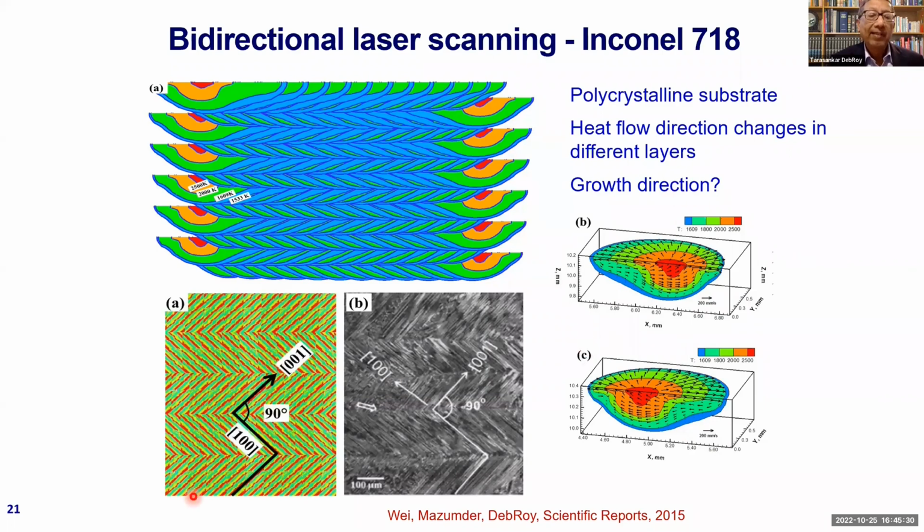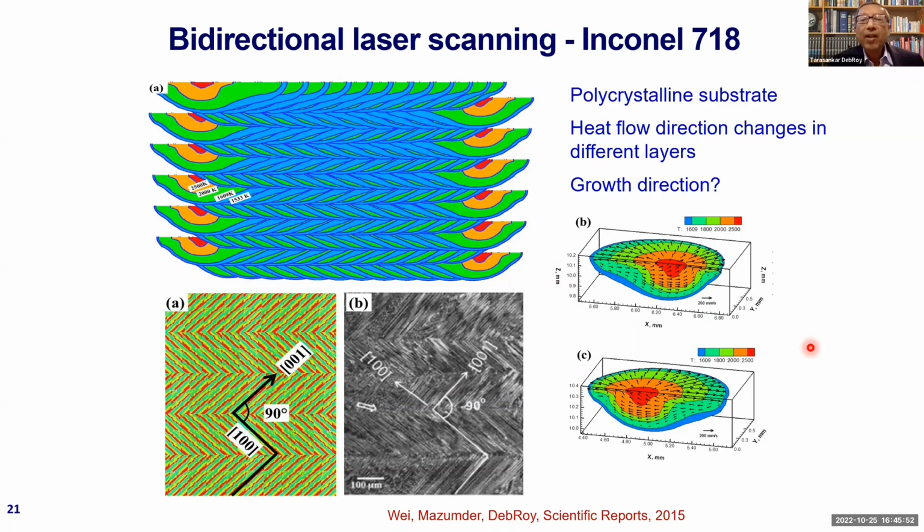So what happens, these are the directions of heat flow now. And look at the orientation of the crystals. They change in a zigzag manner, just like we would have expected from simple heat transport.